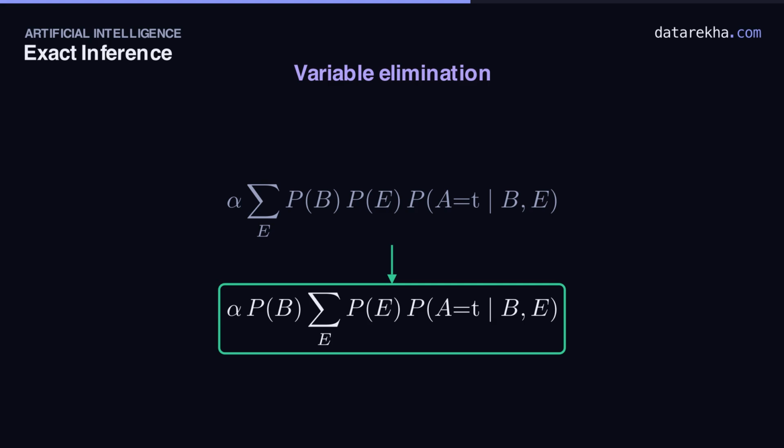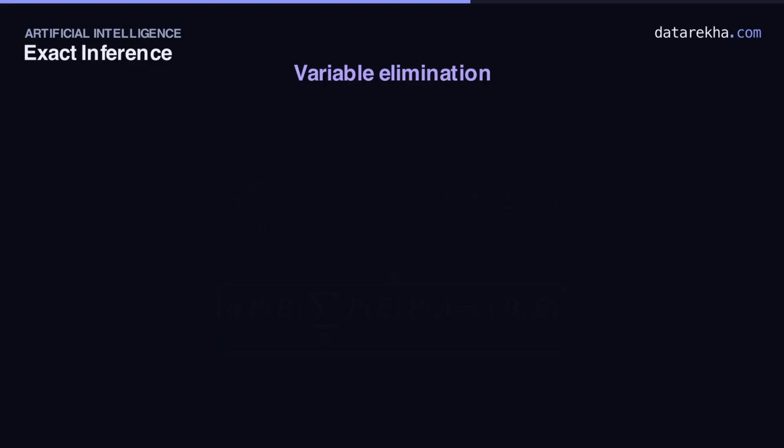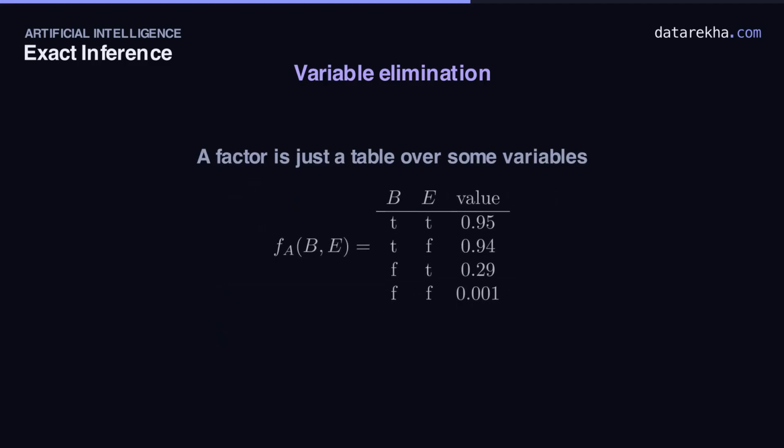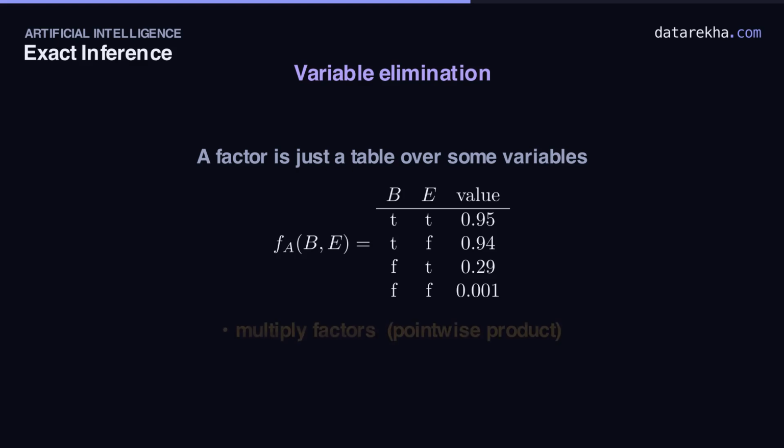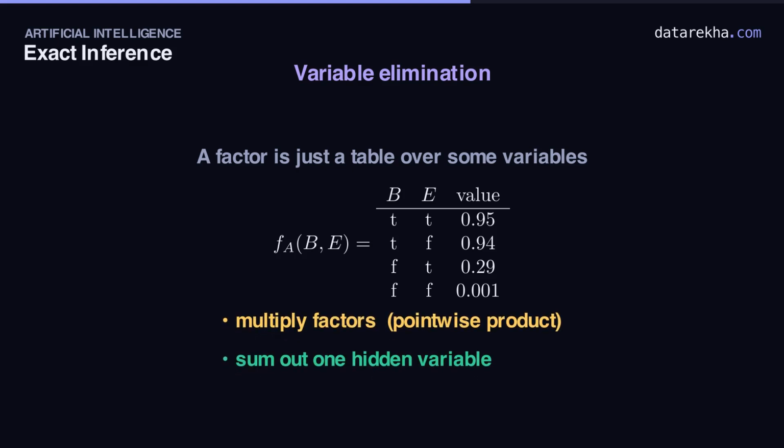Pushing sums inward is the whole idea, and it needs one new object, the factor. A factor is nothing but a labeled table, a non-negative number for each combination of its variables. The alarm's table, with the evidence A true already pinned in, is a factor over B and E. 4 rows, 4 numbers. Variable elimination works entirely with these little tables. Two moves only: multiply factors together, matching on shared variables, and sum one variable out, collapsing its rows. That's the whole toolkit.